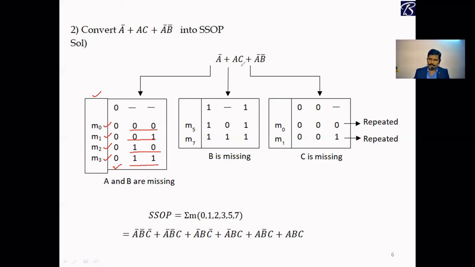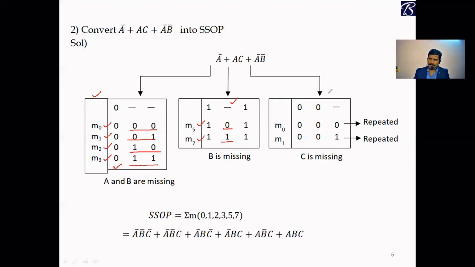Now observe this AC, where B is missing, so we have taken a hyphen. For this, the combinations are 0 and 1. The 1s let them be there only. Now if you form this, 101 is M5, and 111 is M7.